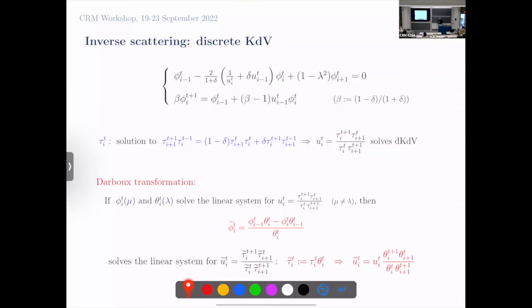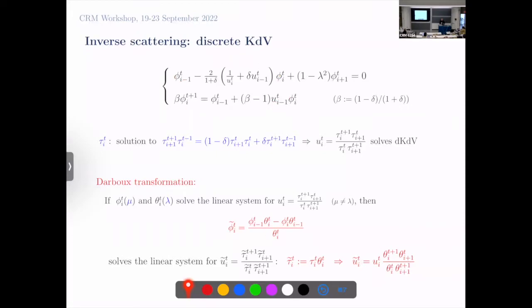Now, what is the discrete equivalent of the transformation of the potential that you saw in this theorem by Deift and Trubowitz? Well, it's this type of Darboux transformation. The statement is very simple. If you have 2 solutions phi and theta to this Lax pair for the same potential u, corresponding to different eigenvalues mu and lambda, then this combination, basically the ratio of two Wronskians, will be a solution to the same set of equations, but for a transformed potential. If you use theta to perform the transformation, then this will be the new potential, this u tilde, and this phi tilde will solve this Lax pair for this potential.